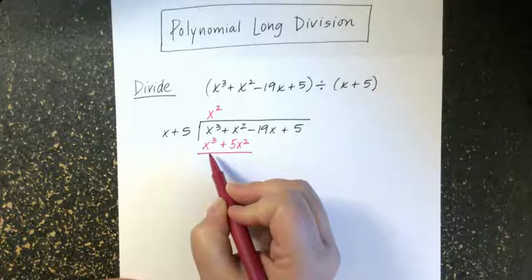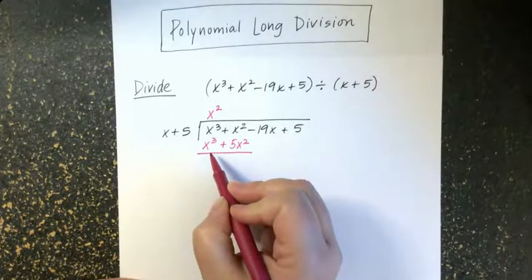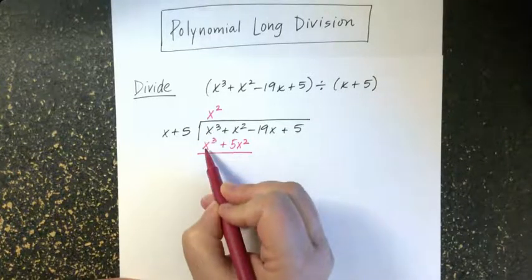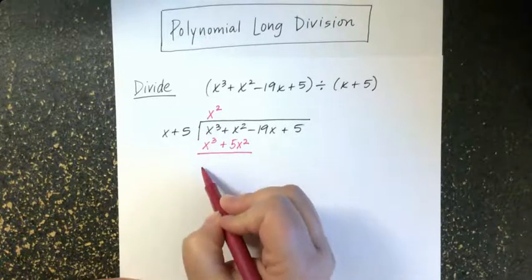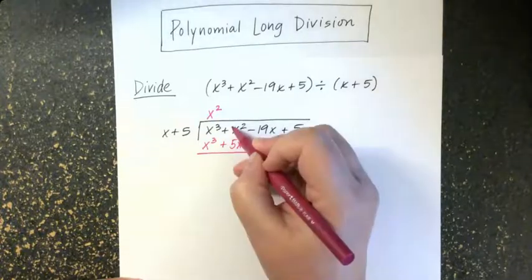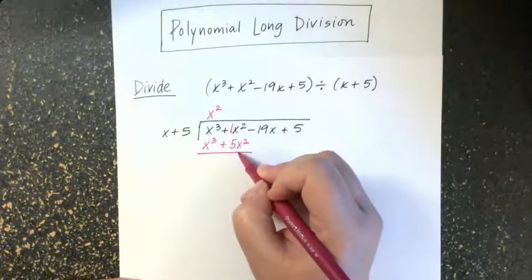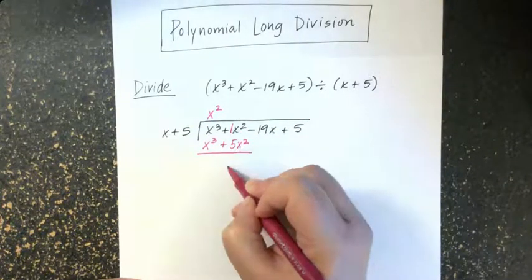That can be a way of remembering that subtraction is what happens here. It's not addition because x cubed plus x cubed would be 2x cubed. I want these to go away, so this is subtraction. This is 1x squared minus 5x squared. 1 minus 5 is negative 4.